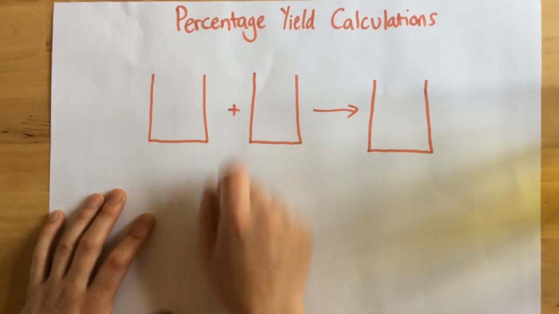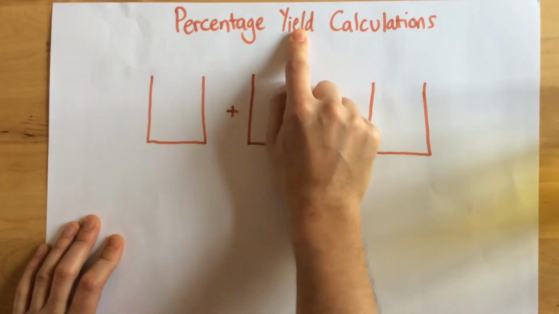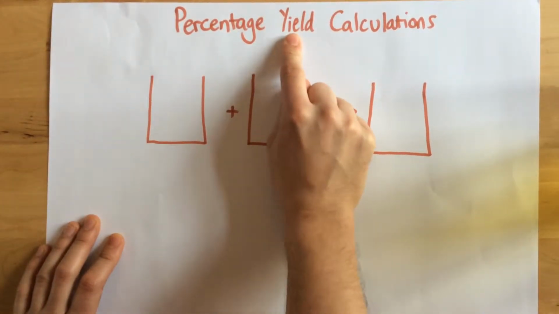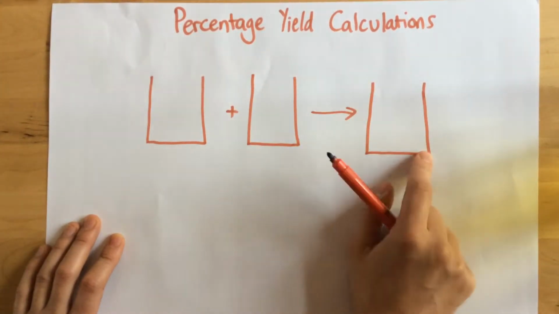Okay, today I'm going to talk to you about percentage yield calculations. So we're going to look at what percentage yield actually means, and then we're going to complete a calculation to show how that works. So yield just means the amount of product produced.